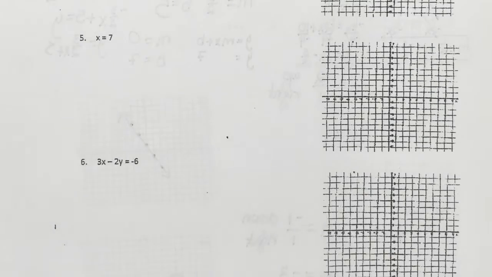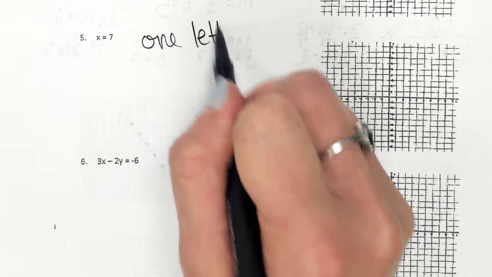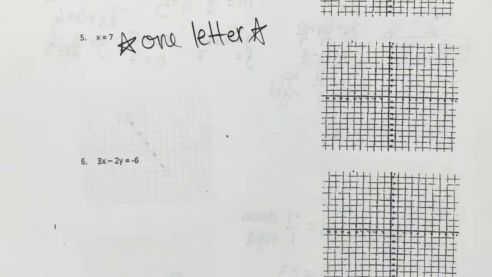All right, look at number 5. You see number 5? Number 5 is different, because how many letters do you have? 1 letter. So let's write this note. Here we go. 1 letter. Yep. All right, so when you only have 1 letter, you do it a little different.